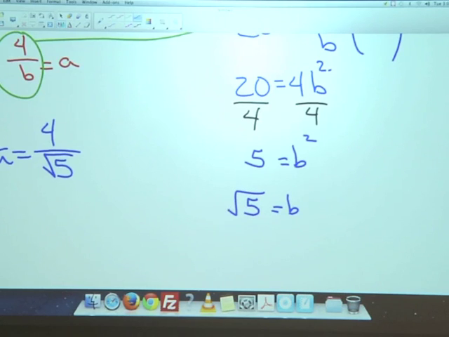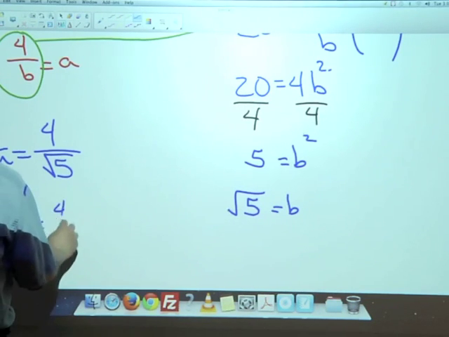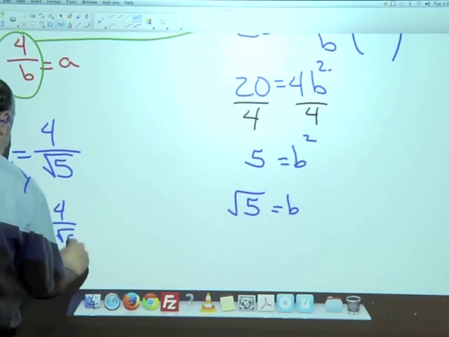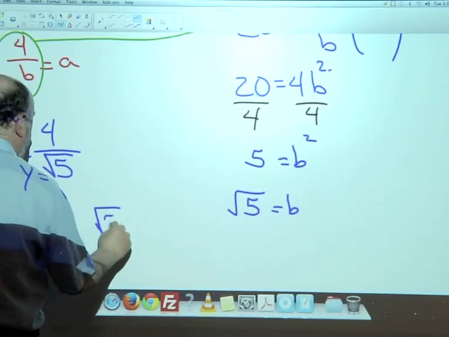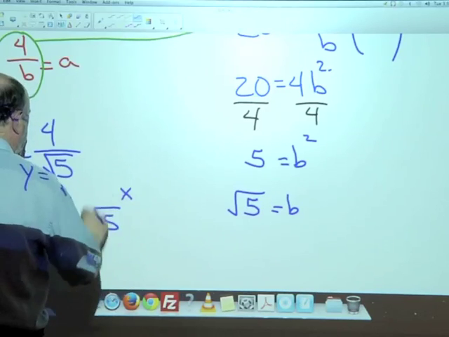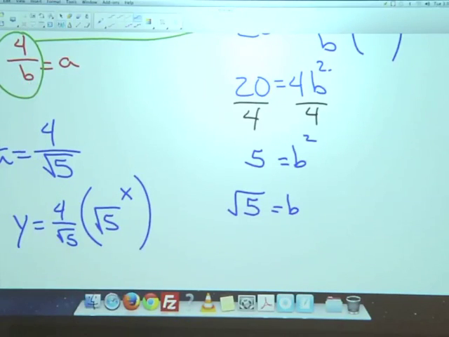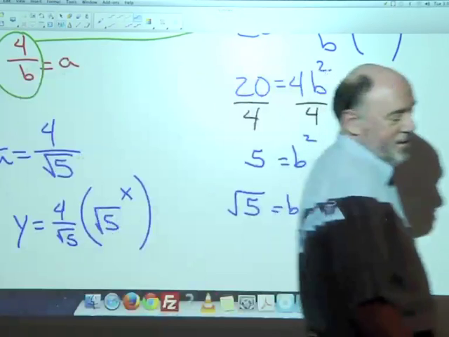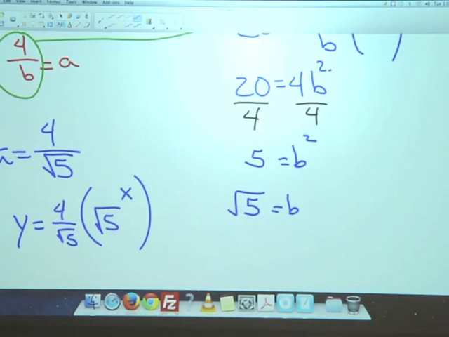And we can now get my equation. Okay? So my equation is going to be y equals 4 over the square root of 5 times the square root of 5 raised to the x. Again, the numbers didn't work out quite so nicely, but the one you have in your homework, the numbers work out to be nice whole numbers. A little bit better numbers.